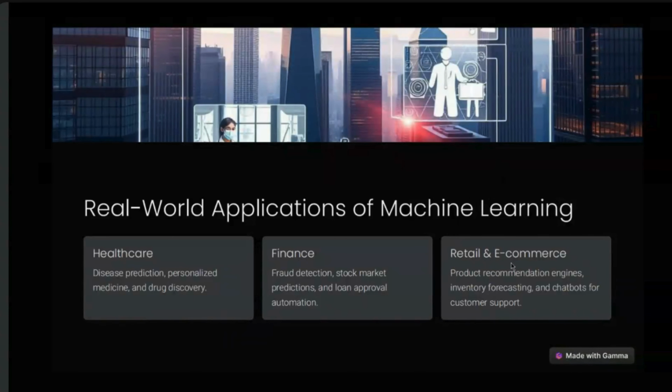So, retail and e-commerce: product recommendation engines, inventory forecasting, and chatbots for customer support. You know chatbots? Does anyone have an idea about chatbots? No, sir, no idea. Are you all using WhatsApp? Yes, sir. In WhatsApp there is a chatbot, an AI feature. You can ask anything to that chatbot. Meta. Yes, that Meta.